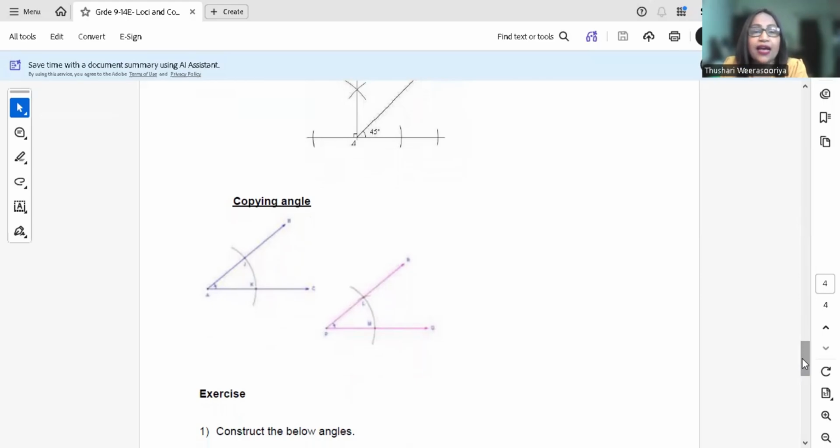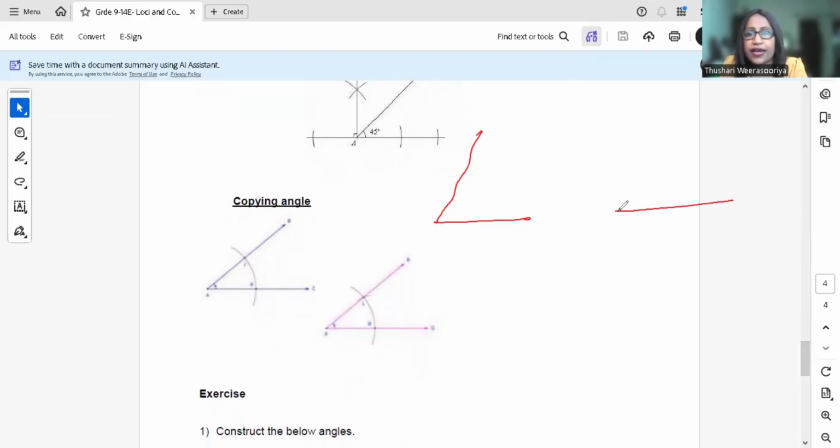Right. The last topic of this lesson is how to copy an angle. I'm going to teach you how to copy an angle. Now I'll just draw an angle. It's all sort of a magic. I can ask another child to construct it without measuring. If you measure, it's easy enough. Actually, this is the magic.